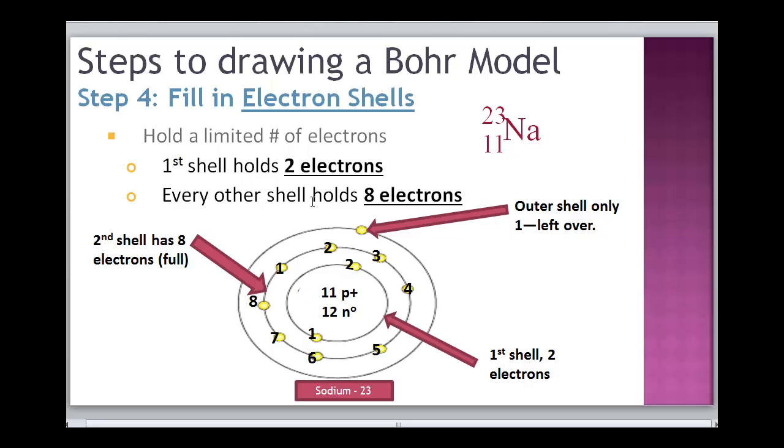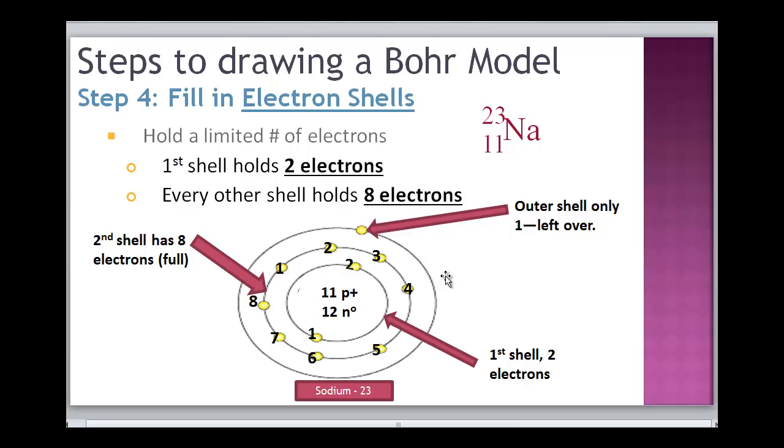Then every other shell that we're going to deal with in our class is going to have a maximum of 8 electrons. So we're only focusing on about the first 20 atoms that you're responsible for doing Bohr models with. And the maximum number that those shells can hold will be 8 electrons, following the octet rule. We have some other descriptions here to tell you the number of electrons that are filling in each shell.